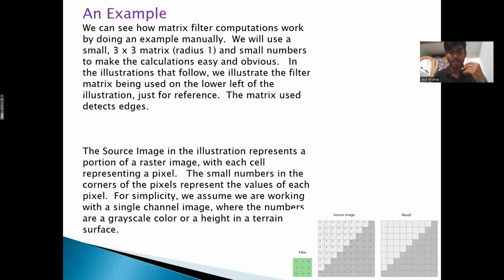A single channel image where the numbers are grayscale color or the height of the terrain surface. So these are gray channel images, and we are working on a single channel image. Move to the next slide.